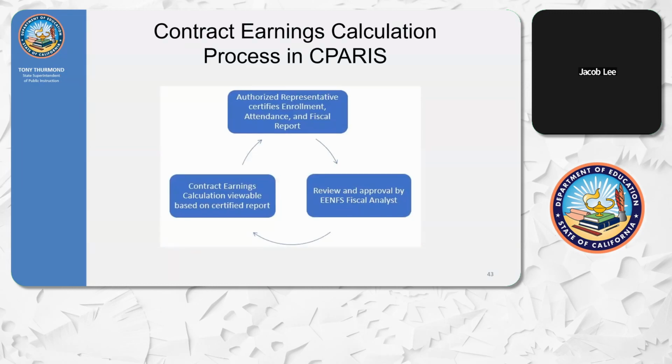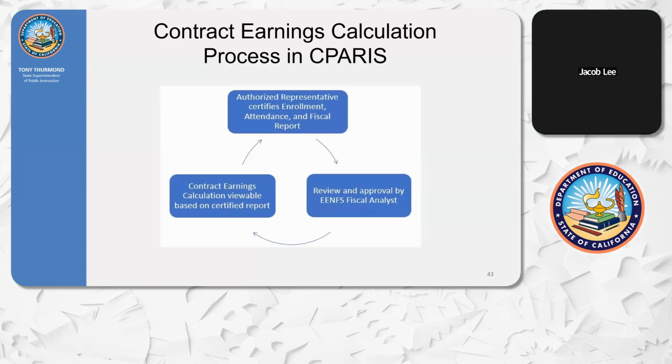So let's talk about the contract earnings calculation process a little bit. As contractors certify enrollment, attendance, and fiscal reports in CPARIS, they become viewable to your fiscal analyst, who will then review that report for completion and accuracy. Provided there are no issues with the report, the analyst will approve it, which will generate the contract earnings calculation on the agency's end, and that's going to be based on the report data.